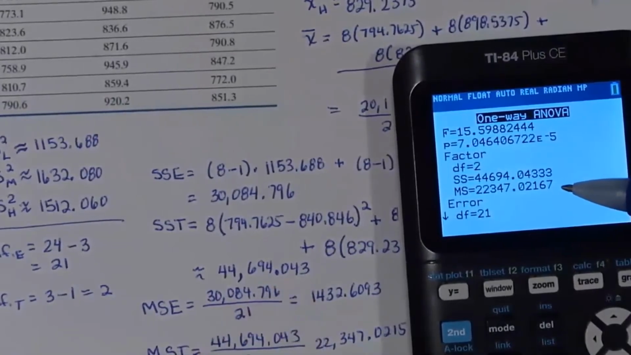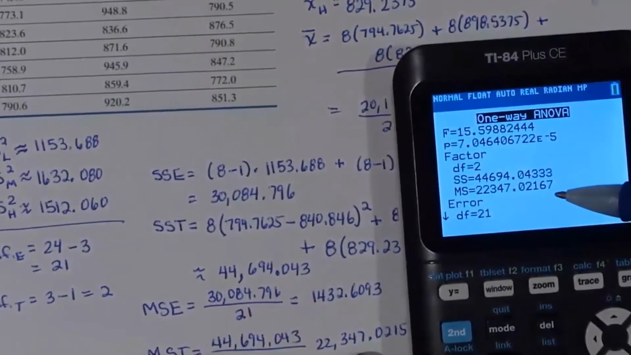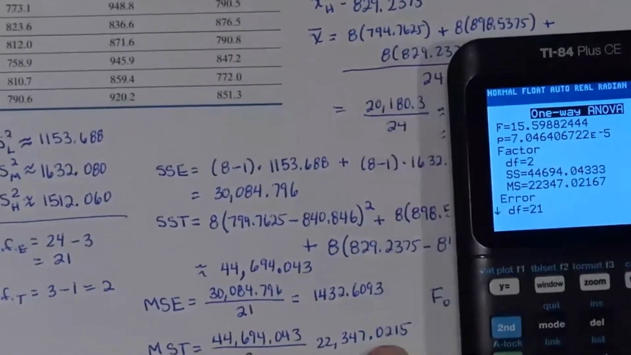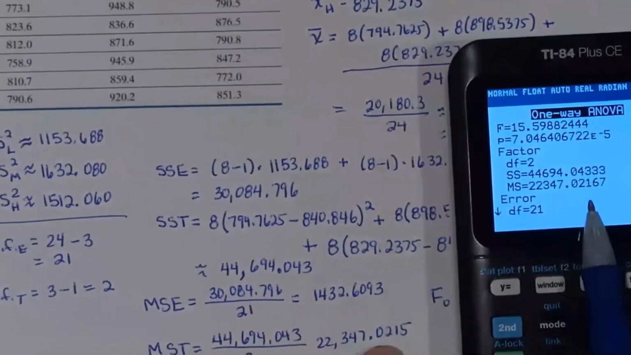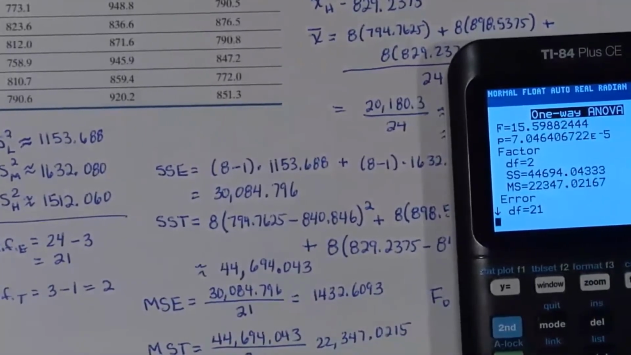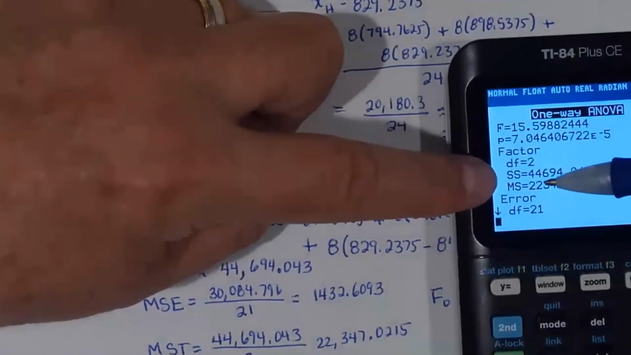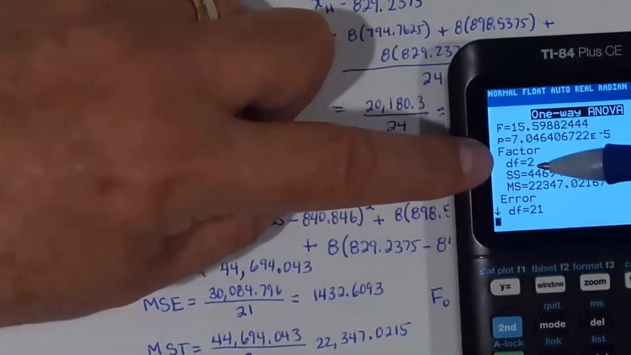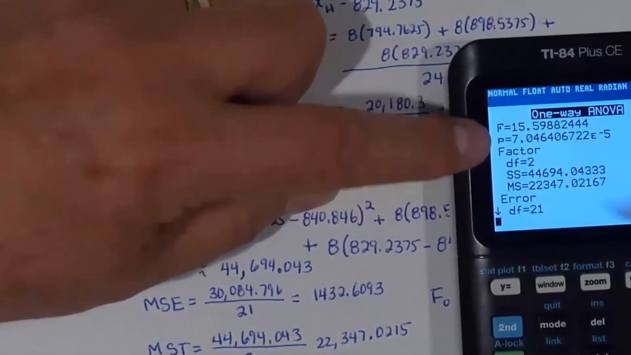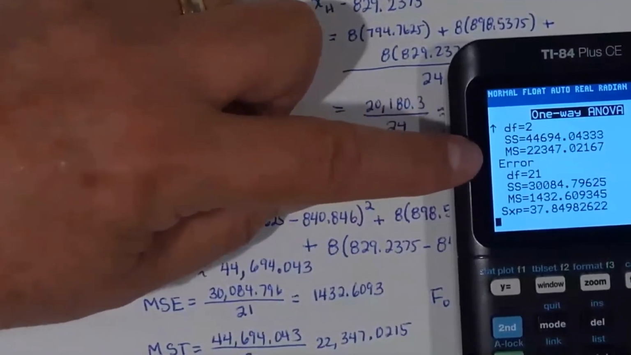And the mean squares due to treatment, 22,347.021. Now we got 5 because of rounding. They got 6, 7 back here. But that's pretty darn close, right? And again, I got a little bit of error because I had rounded. But the point is, that's the mean squares due to treatment, the sum of the squares due to treatment, and the degrees of freedom due to treatment. The calculator calls it factor. And then it has error.